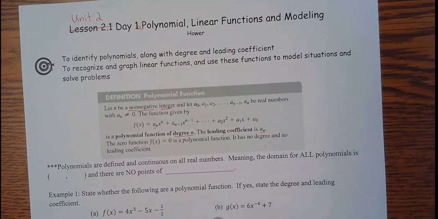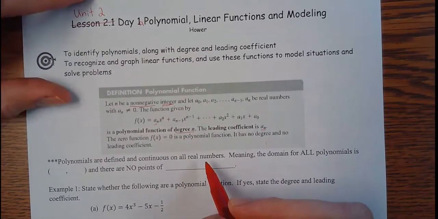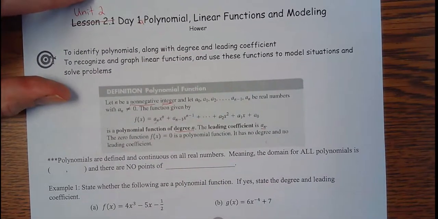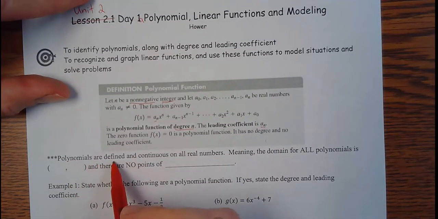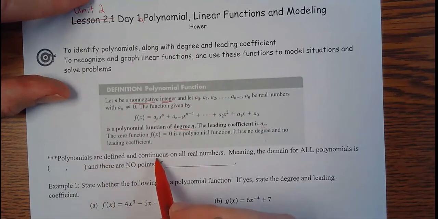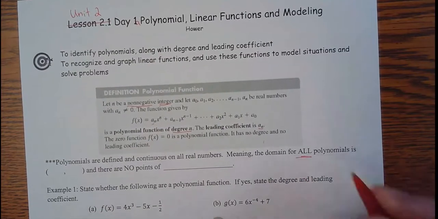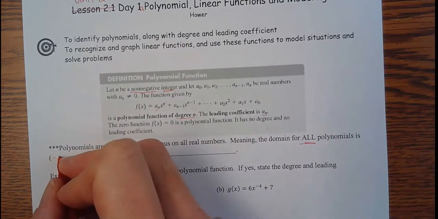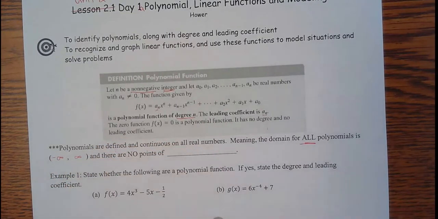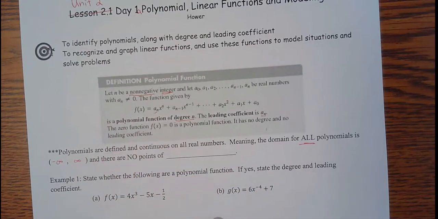So polynomials are defined and continuous in all real numbers. This is something special about polynomials, a nice little characteristic of them. They are defined everywhere, so there's nowhere they're not defined, and they are continuous everywhere. So the domain of all polynomials, if it meets this definition up here, is going to be negative infinity to infinity, no matter what, because it's defined everywhere, so you can plug anything in.